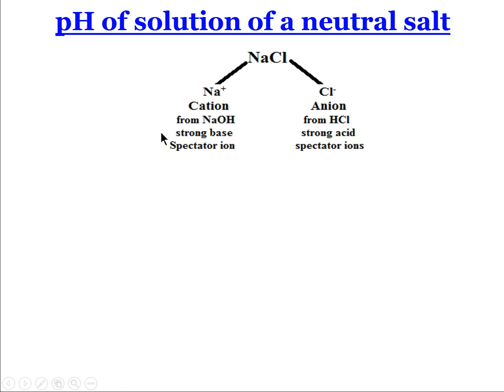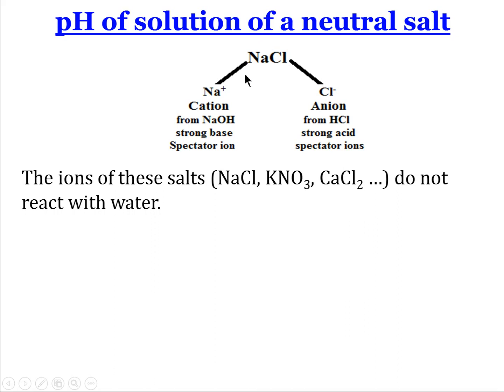Consider a salt NaCl in solution. Na+, the cation, is provided by the strong base NaOH. Cl-, the anion, is provided by the strong acid HCl. So the acid and the base that provide this salt are strong. In this case, the solution obtained when we put NaCl in water is neutral.